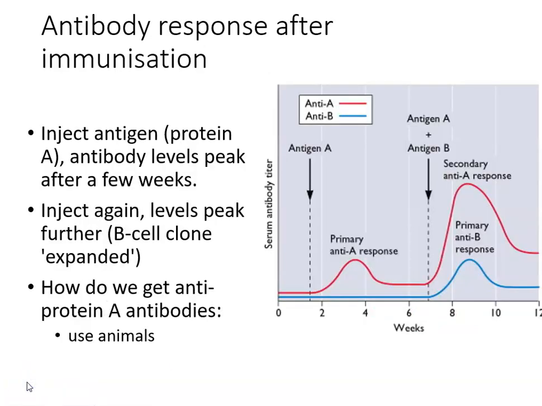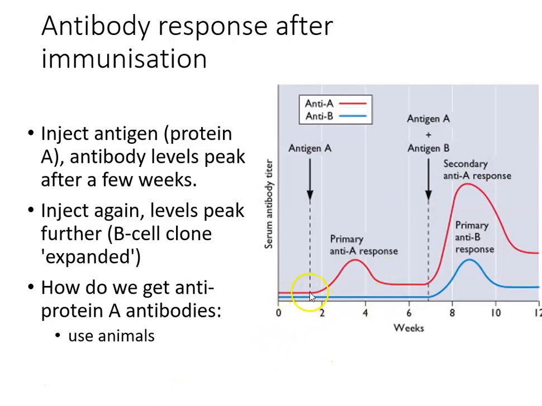So when we immunize an animal or a human with a foreign protein, we will get an immune response. This is a classic chart showing what happens during immunization and why you often have multiple immunizations. At this time point, we inject with antigen A, that would be protein A. And what we can see is if we assay the blood over the next few weeks, we will see a rise in antibodies that recognize protein A. We'll call that anti-A, because it's an antibody to protein A.